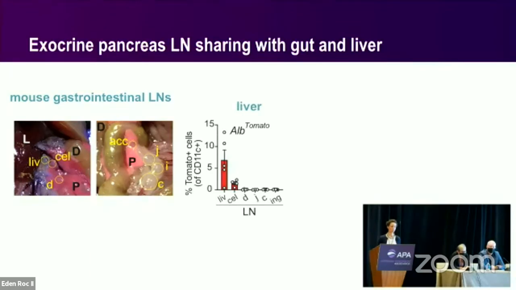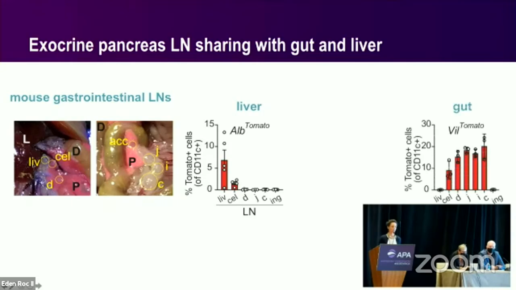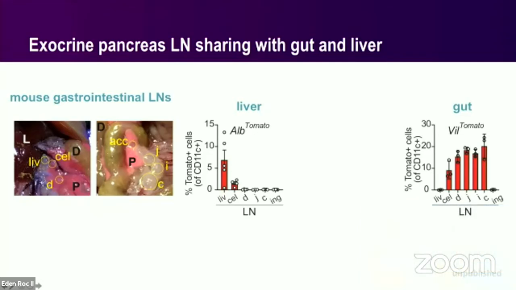So if we do that for the liver, this is what we see. Here we express tomato under the albumin promoter, and then if we look at these CD11c positive cells that are tomato positive, as you may expect, you see the liver draining lymph node and the celiac lymph node, so the two up here light up. If we do this for the gut, now we express tomato under the Villin promoter. You don't see anything in the liver draining lymph node, obviously, but of course, in all the gut draining lymph nodes. And the inguinal lymph node is a skin draining negative control.